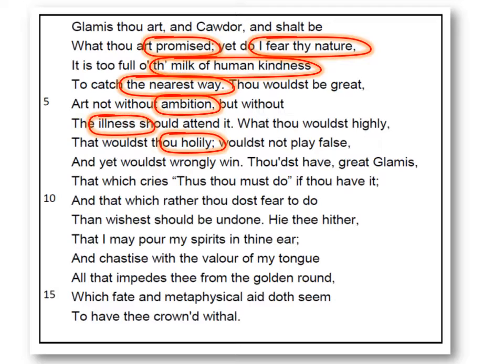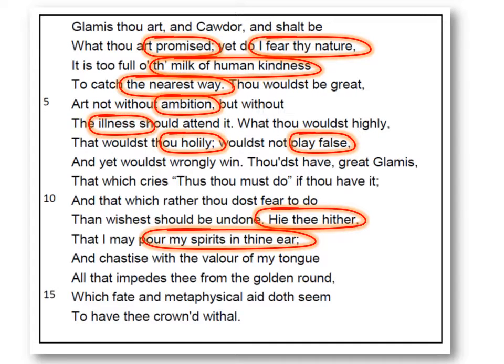Holily is an interesting word. She's bringing religion into it. Playing false, I can probably do something with that. There's this great idea of people's appearances not matching what they're like beneath the surface. Hie thee hither is interesting, which just means come here, because it's an imperative sentence. She's ordering her husband around. I can probably do something with that.